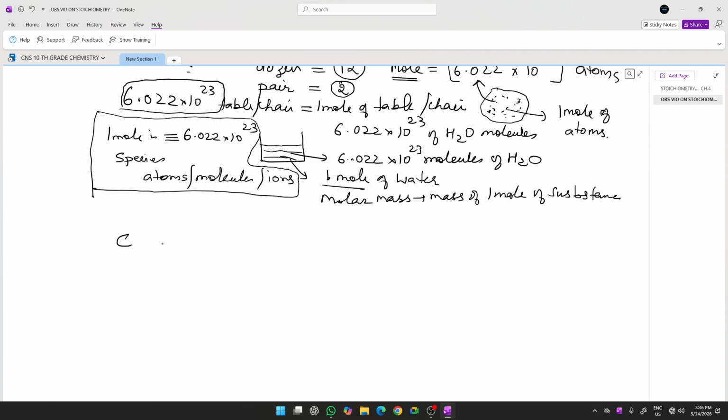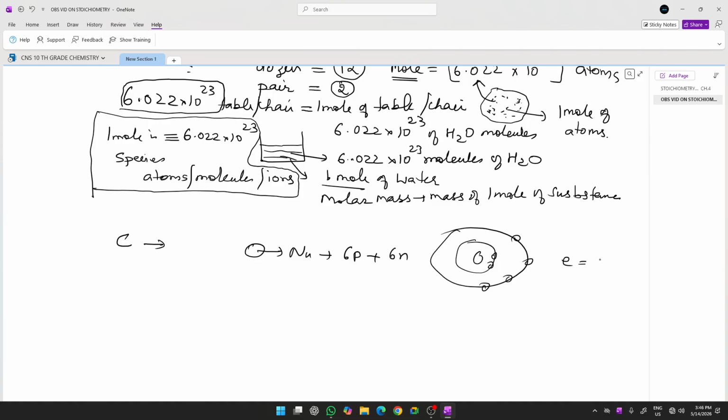Now carbon atom, you must have studied in your earlier class. Now this is for the 10th grade, so in the 9th, 8th, 7th, you must have studied about carbon atom. So carbon atom consists of a nucleus, in which you have 6 protons and 6 neutrons, right? And then surrounding this nucleus, you have certain orbits, and in these orbits for carbon, you have 6 electrons, 1, 2, 3, 4, 5, 6. So electrons is how much? 6, right? This is one carbon.